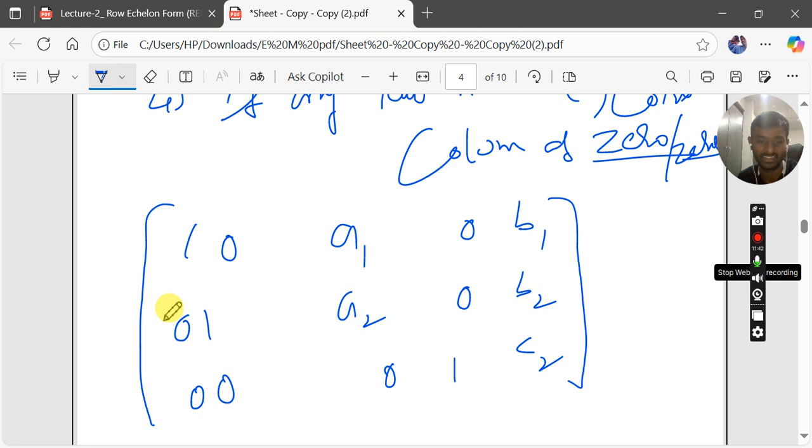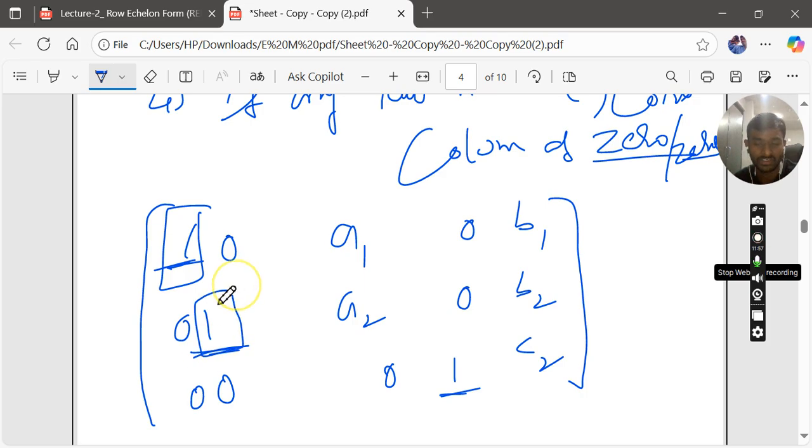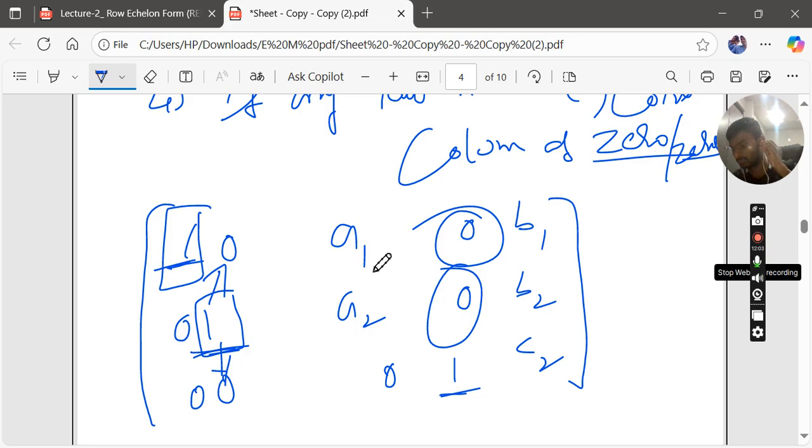You can keep any scalars. See here, the non-zero leading coefficient should always start with 1. Here it is starting, here it is starting, here it is starting. And again, if there is a 1 as a non-zero leading coefficient, then the corresponding columns should be zeros. Here also 0 and here also 0. Okay, now we will see some examples here.